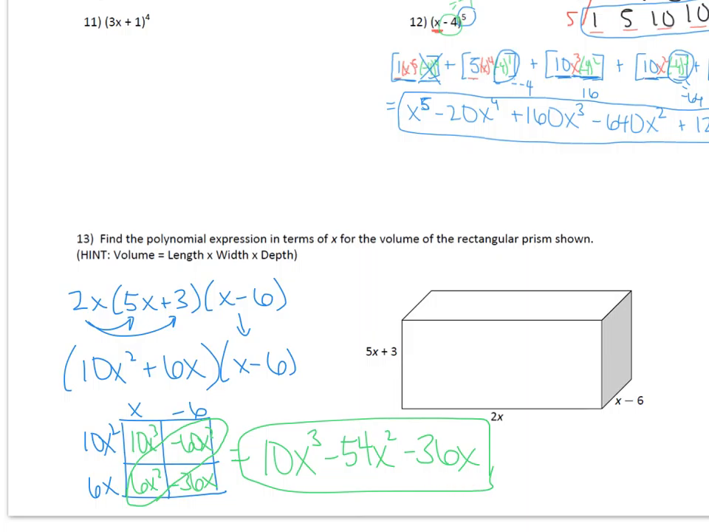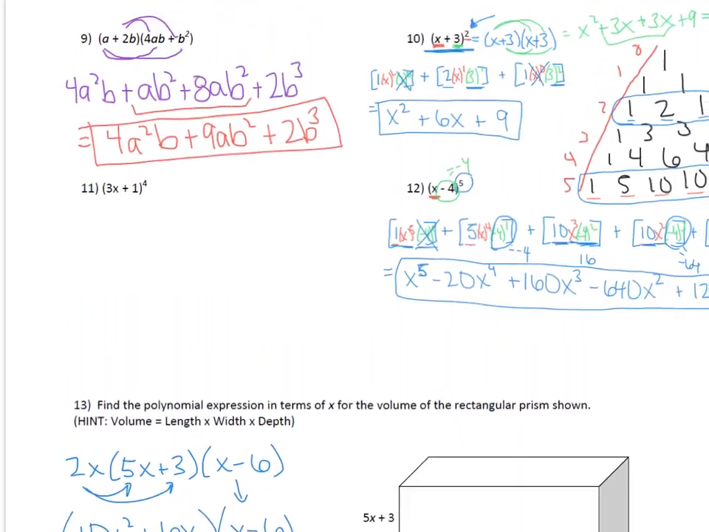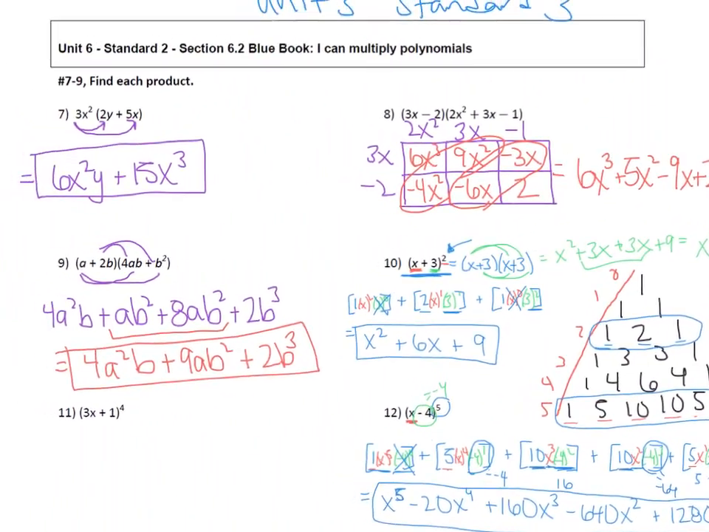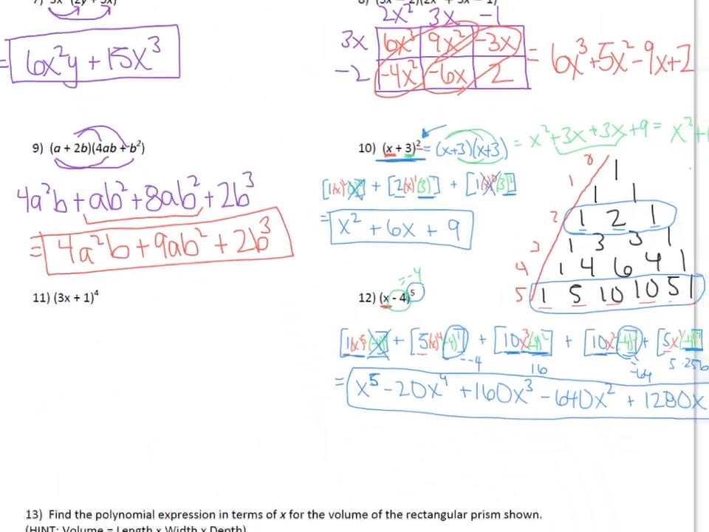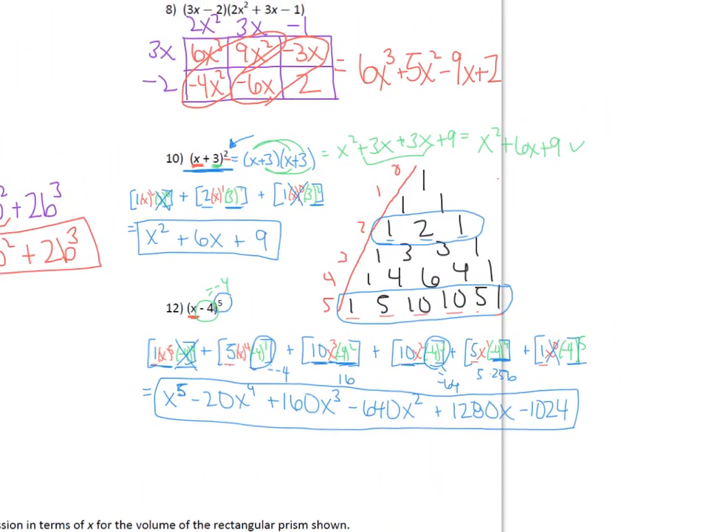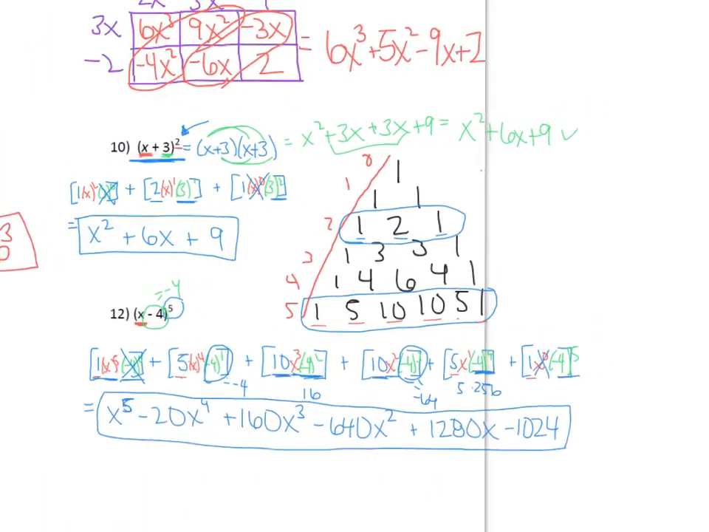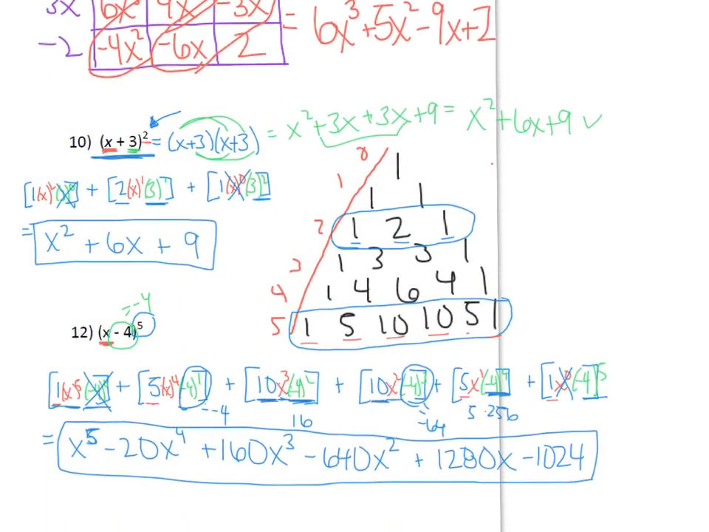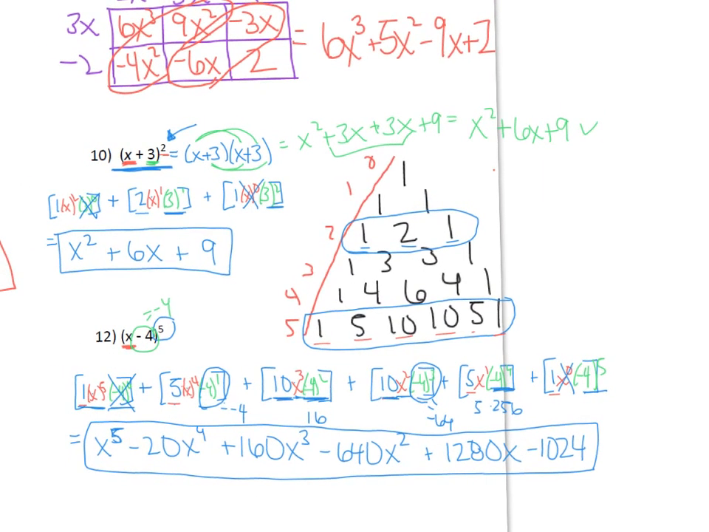And that is the end of 6-2. Basically, some of this is review. The big part is Pascal's triangle. Make sure you know Pascal's triangle and how to simplify each part.